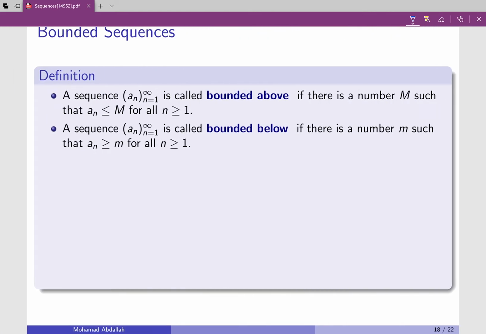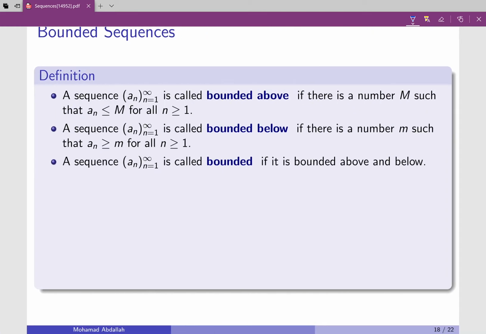Similarly, I say that an is called bounded below if there's a number m so that an is bigger than this number for all n greater or equal to 1. We say that it's bounded if it's bounded above and below. So once they say that an is a bounded sequence, then you have to assume that it's between two numbers. It has a lower bound and it has an upper bound. Unbounded if it's not bounded. So that means it could be bounded just above, or just below, or neither above nor below. If it's not bounded, that means it's unbounded.